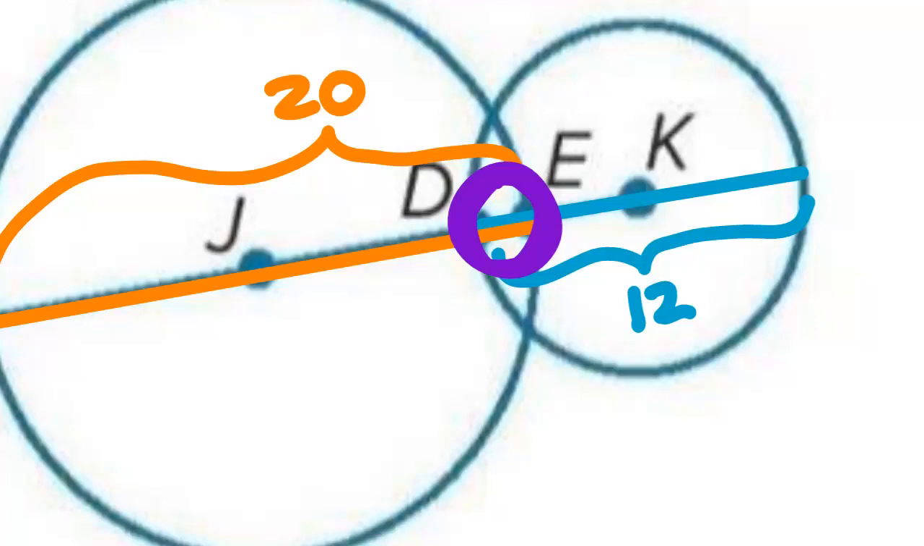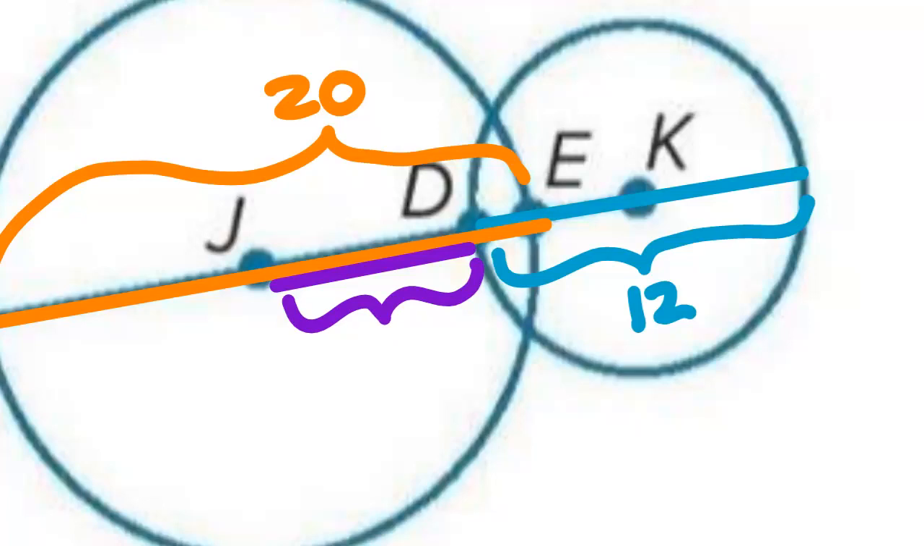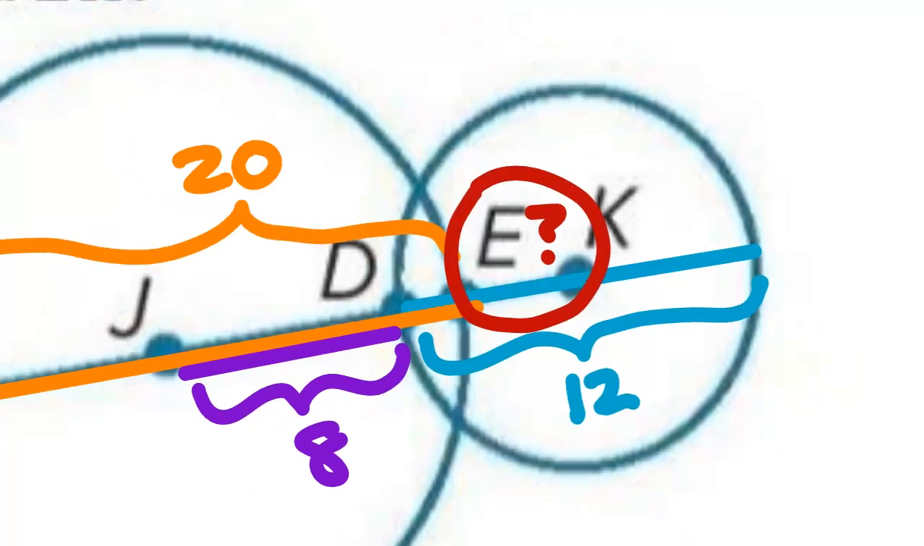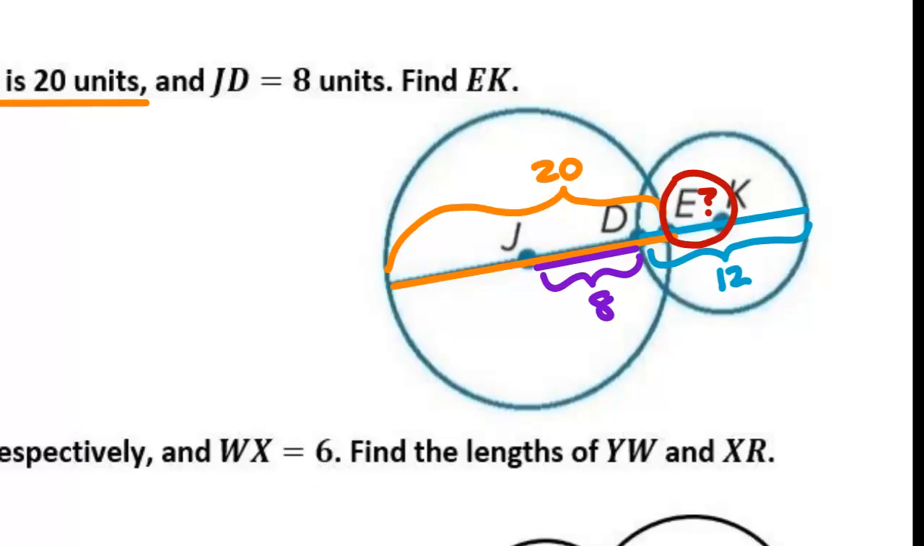Did they tell me the sizes of anything else here? JD. So the distance from J to D, this distance right here, is how big? 8 units. And we are supposed to find EK. They want us to find this right here. All right, let's see what we can do to figure this out.